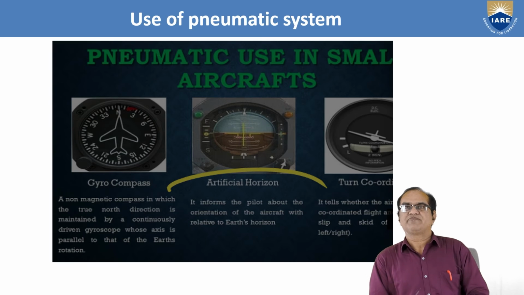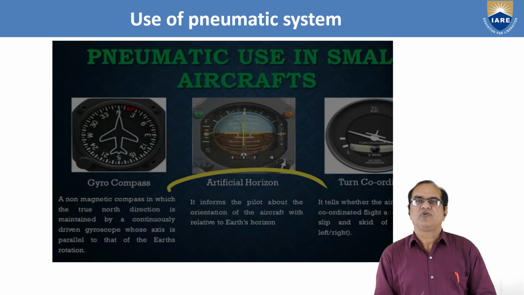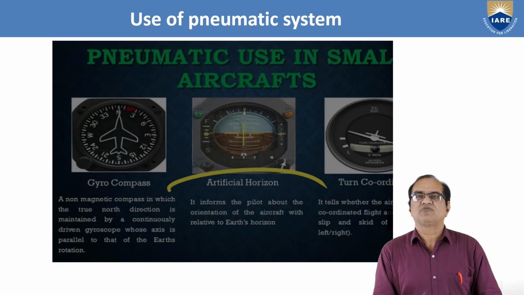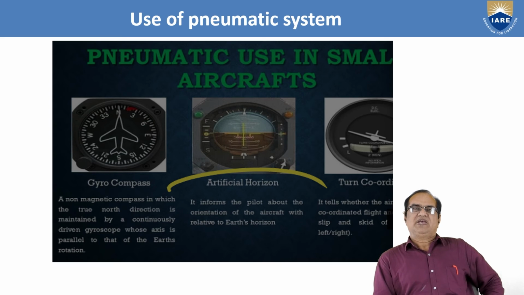Use of the pneumatic system: pneumatic systems are used in small aircraft. Where we use the pneumatic system, we can use it in the gyro compasses. They are non-magnetic compasses in which the true north direction is maintained by a continuously driven gyroscope whose axis is parallel to that of the earth's axis. So it is by the gyroscope, whose axis is always the axis of the earth.